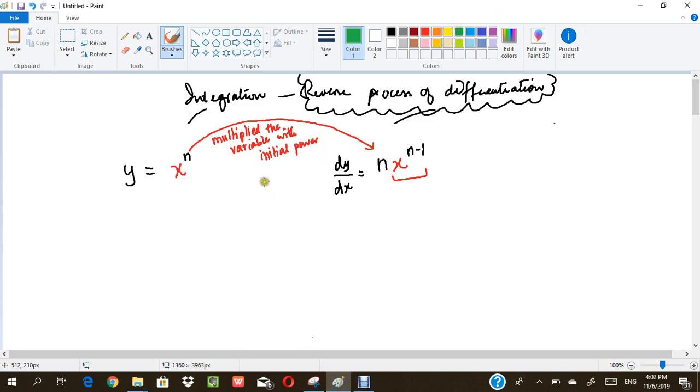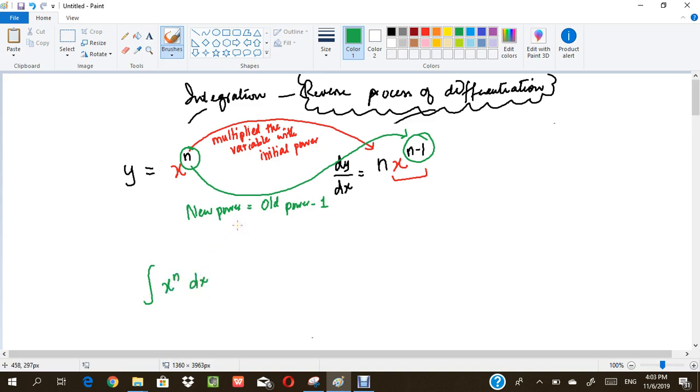Then in the next step, the new power was basically 1 less than the old power. So the second thing that I did was that the new power was equal to the old power, take away 1. So now, in order to obtain the formula for the integral of x to the power of n, what will we do? We are going to reverse these processes. So, the first thing, let's talk about the power. In differentiation, the new power was equal to the old power, take away 1. Therefore, if we reverse this, the new power in this case would be old power add 1. So here we have x to the power n add 1.